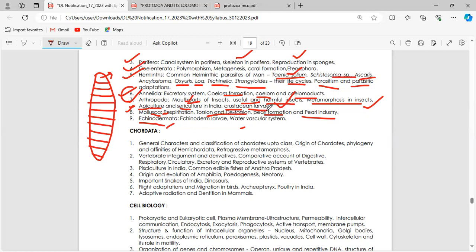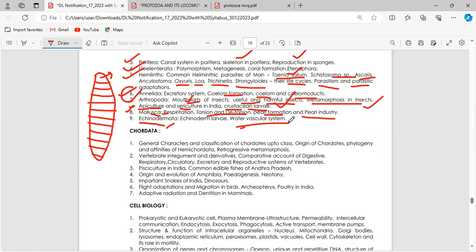And in the same way, echinoderm larva. What are all the larval stages which the echinoderms undergo, and which class will follow which type of larva? For example, bipinnaria larva is followed by which class under the echinodermata? All these things you have to remember.